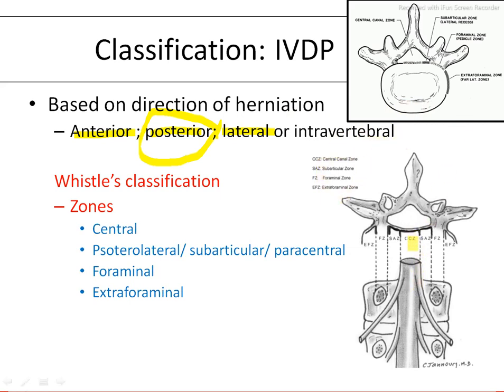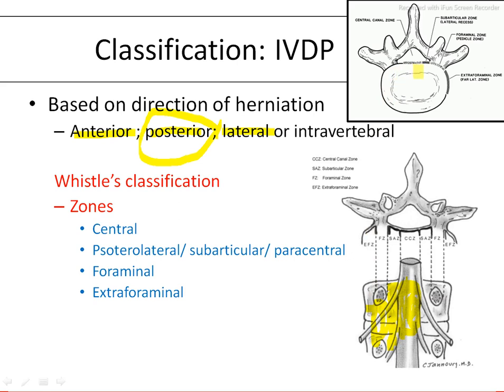Now you see here, this centermost area here, this one, this is the central zone. And you see here, from the external layer of the dura to this pedicle area, so this much area is the paracentral or posterolateral zone, and this area is the foraminal zone, between the pedicles, you see here, and beyond this, or lateral to these, are the extraforaminal.